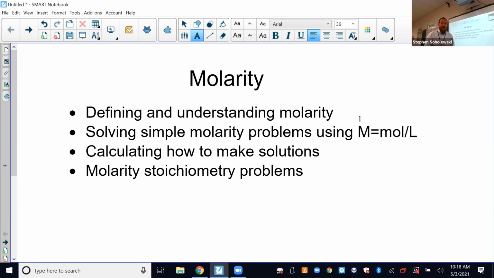In fact, anytime you see aqueous, aqua, that's water. So in this video, we're going to go over defining and understanding molarity, solving simple molarity problems using M equals moles over liters, calculating how to make solutions, meaning like in a lab setting, and we're going to finally end with some molarity stoichiometry problems.